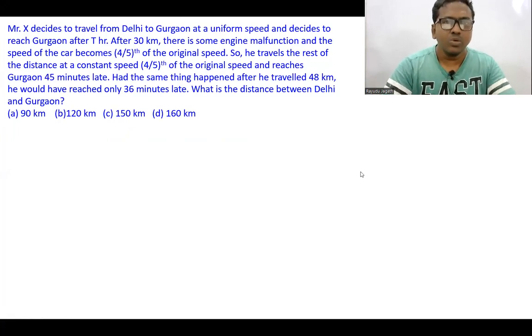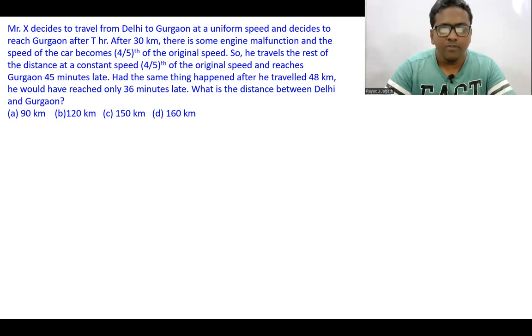Mr. X decides to travel from Delhi to Gurgaon at a uniform speed and decides to reach Gurgaon after T hours, capital T hours. After 30 kilometers, there is some engine malfunction and the speed of the car becomes 4 by 5, 4/5 of the original speed. That means speed decreased from 5 parts to 4 parts. Next, he travels the rest of the distance at a constant speed of 4 by 5th of the original speed and reaches Gurgaon 45 minutes late.